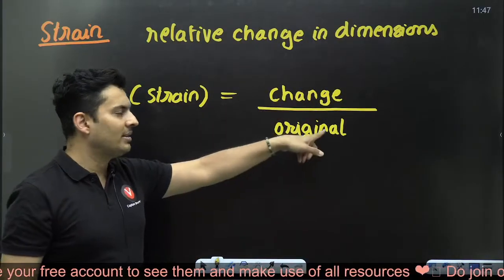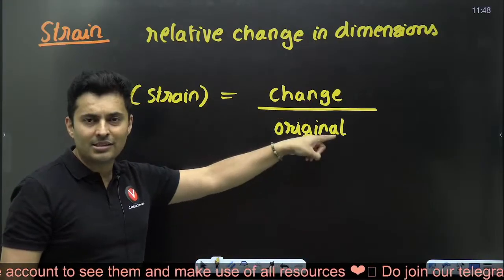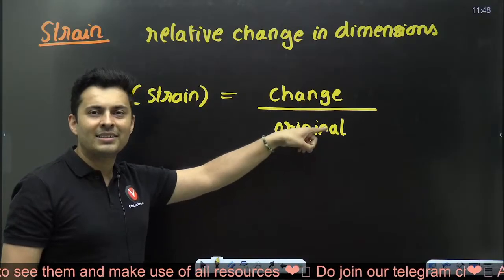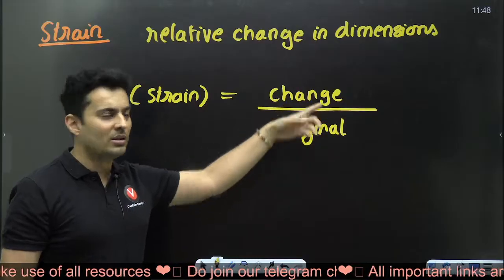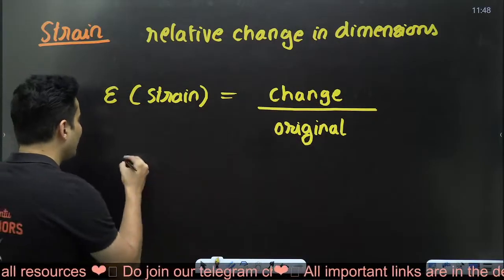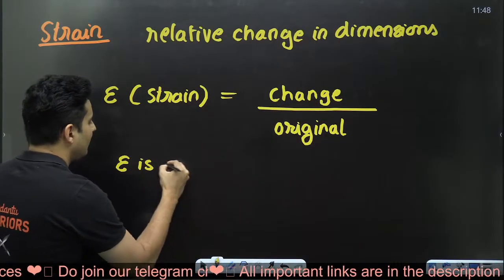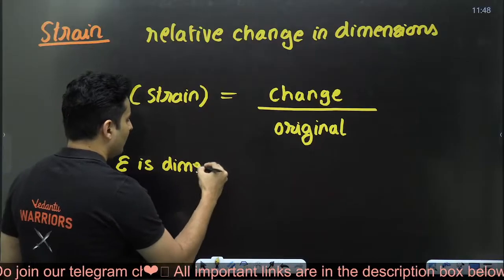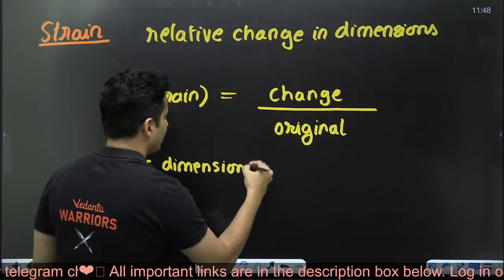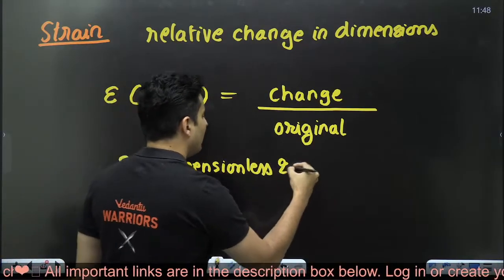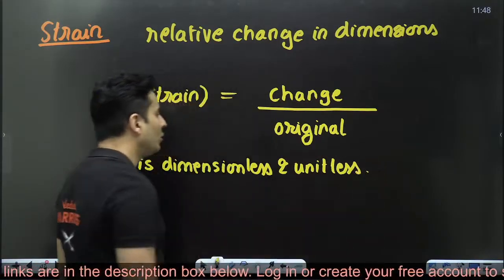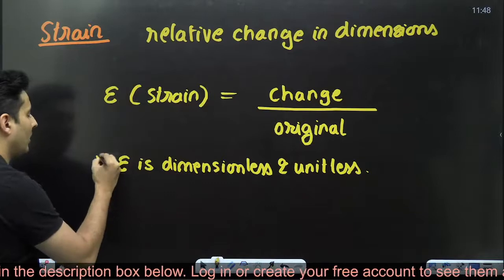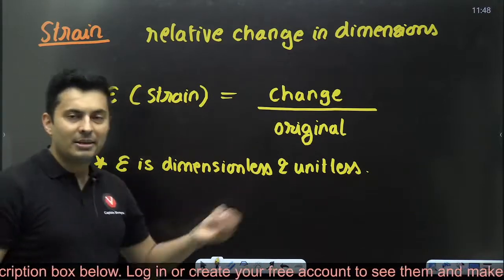If this is in meter, this is in meter. If this is in radian, this is in radian. If this is in centimeter, this is in centimeter. So the dimensions will cancel, or the units will also cancel. So strictly speaking, epsilon is dimensionless and unitless. There is no unit that you have for strain or epsilon. Keep this in mind.